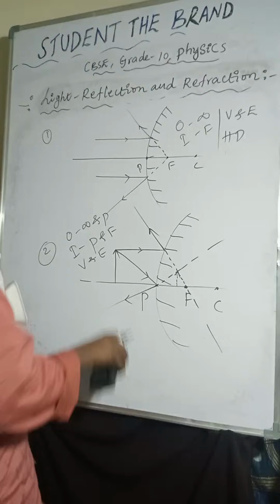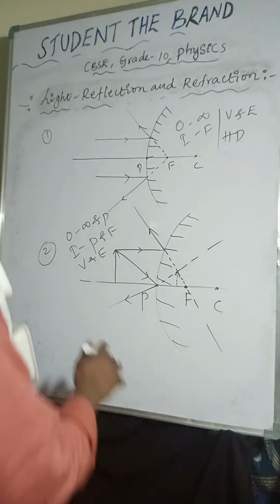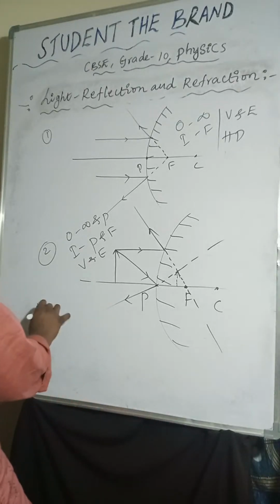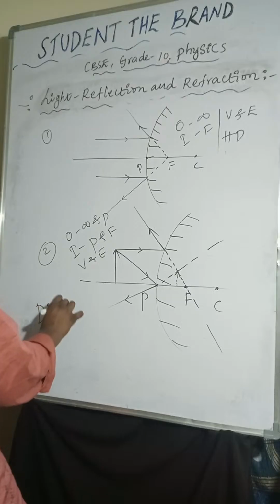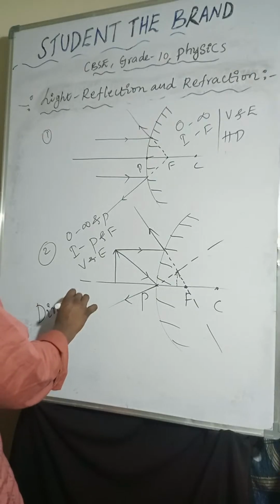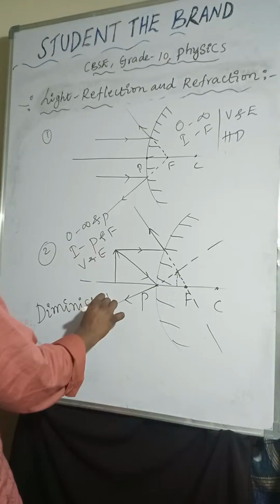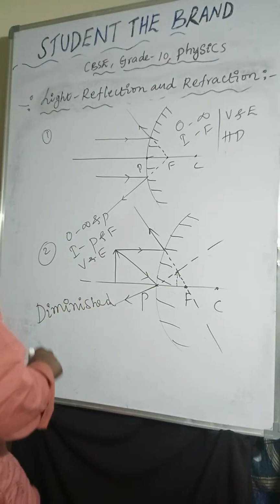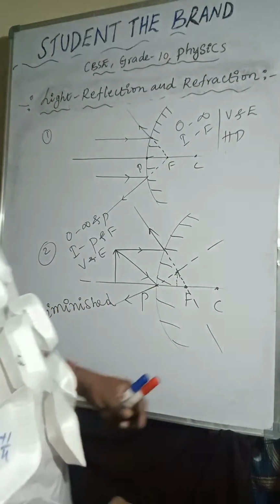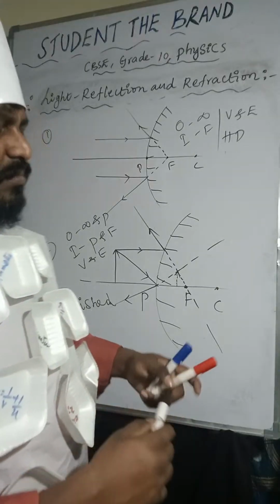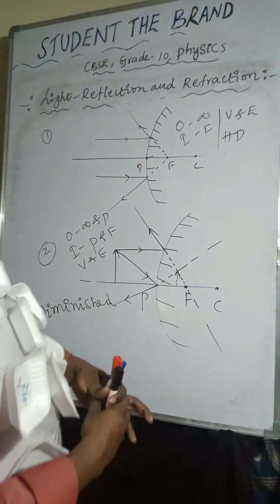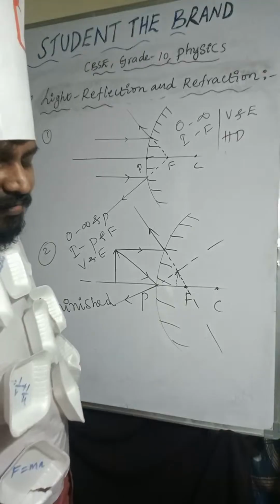Ayyo. Arre. Diminished. What is this image? Diminished. What type of image is it? Diminished. Oh my god, really great, amazing, extraordinary, marvelous.